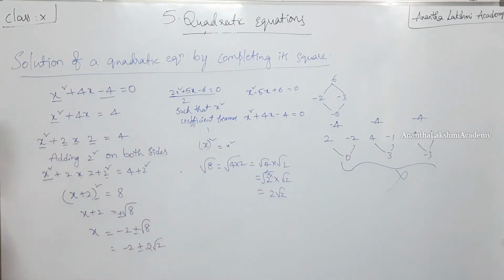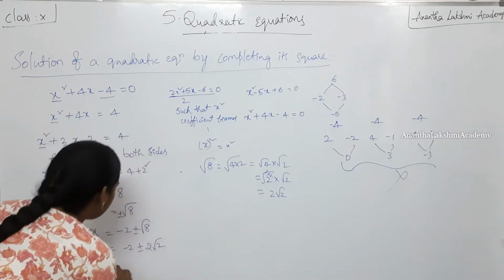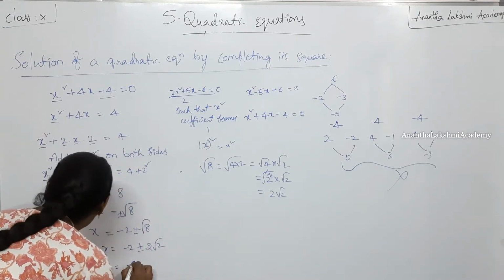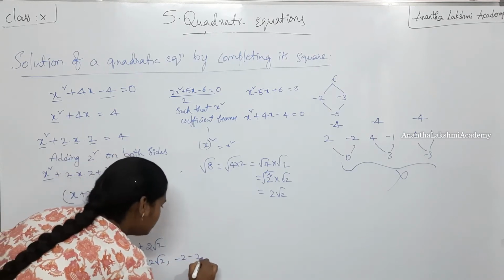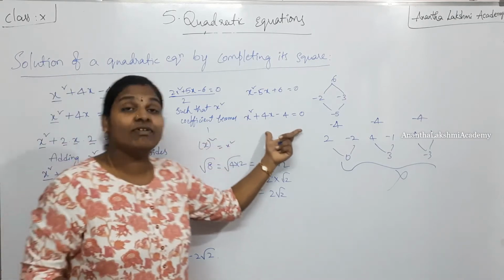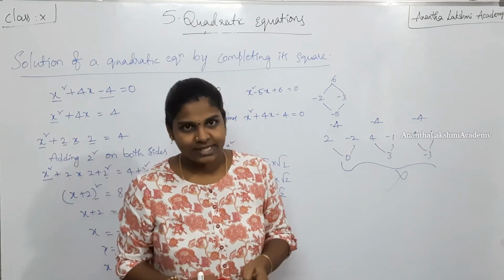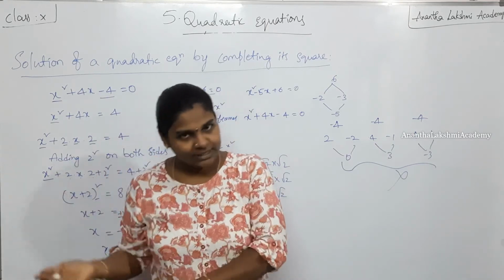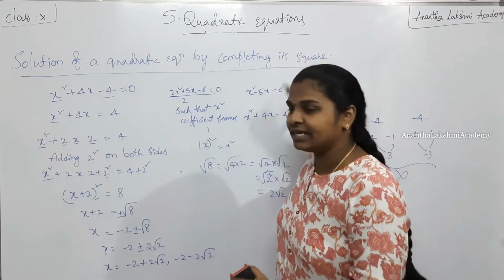So that is what I have written here. So what are the values of x? x is minus 2 plus 2 root 2, comma, minus 2 minus 2 root 2. So for the equations where we are not able to get the solutions using the factorization method, we have another method, which is nothing but the solution of a quadratic equation by completing the square.